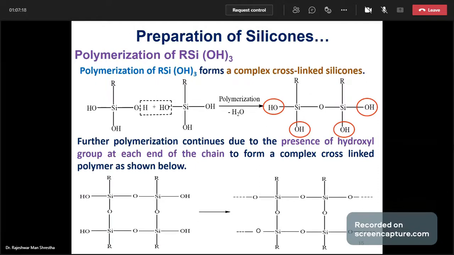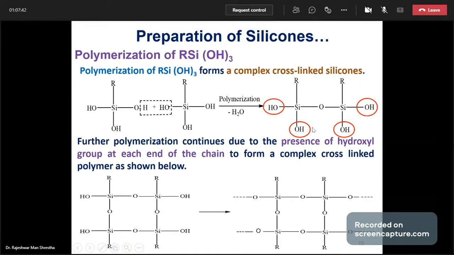And next, when we use silanol having three OH groups, we will get cross-linked silicone. The polymerization of the silanol containing three OH groups forms a cross-linked silicone. These three OH groups combine, and the polymer formed again contains more OH groups.